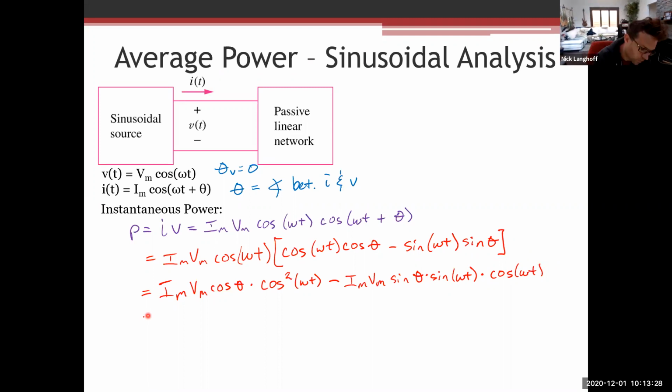Okay, we're almost there. So let's now write in our Imax Vmax.